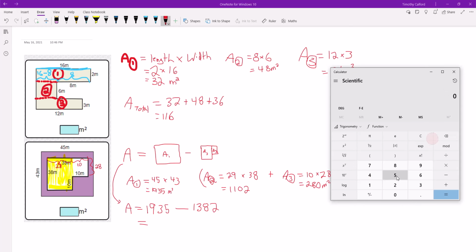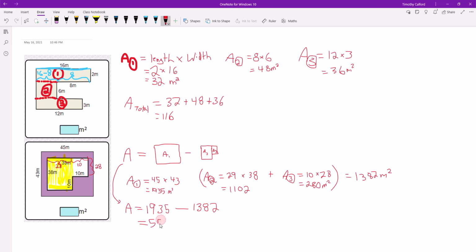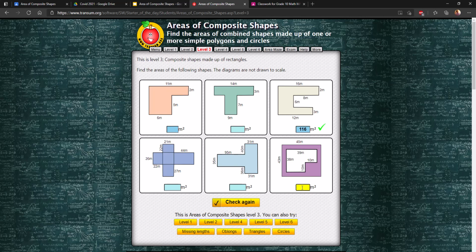So I'd have 1,935 minus 1,382. I get 553 square meters. And we can check that. 553 is correct. So sometimes you need to calculate too much and then remove the area that you didn't mean to add.